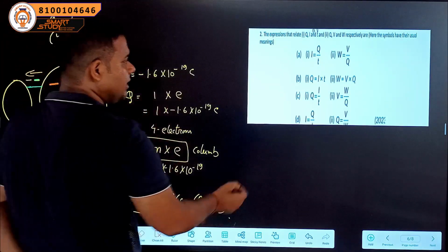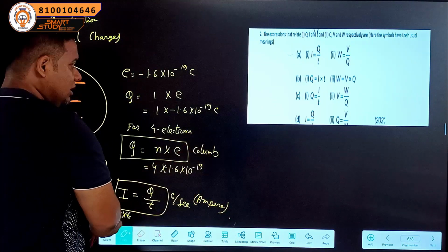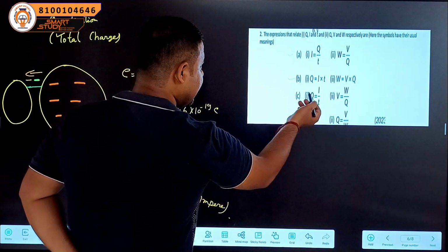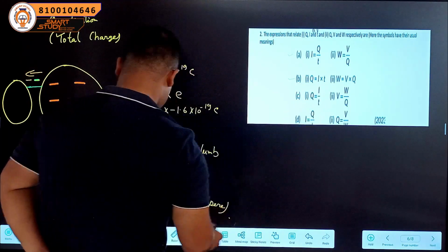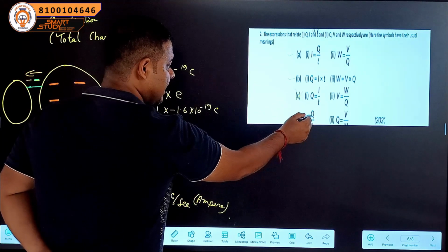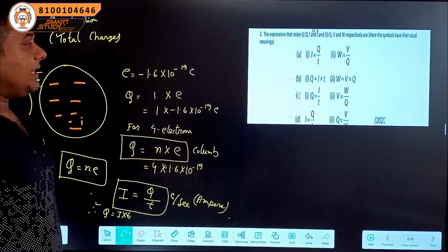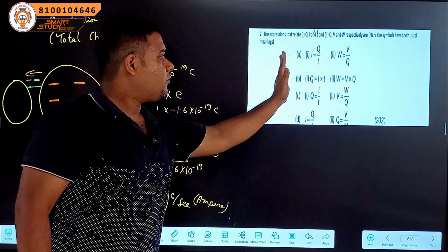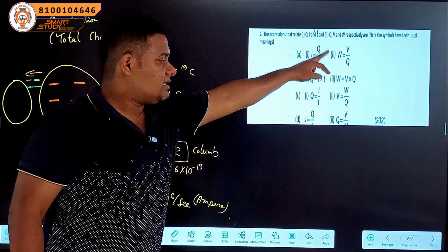Now I equal to Q by T, this is right. Q equal to IT, this is also right. Again, Q equal to I by T, this option is not right. Again I equal to Q by T, this option is also right. So we cannot get the actual answer, so we have to go for the second part to match the options.